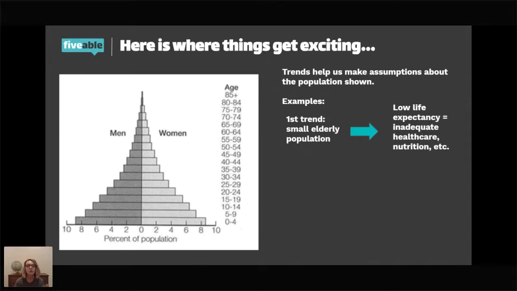This can be for several reasons. It can be inadequate healthcare, it can be inadequate nutrition, a lack of availability of nutrition. A lot of different things play a factor, but typically it has to do with low standard of living. If your elderly people are not living a long time, if life expectancy is low, it's usually tied to low standard of living.